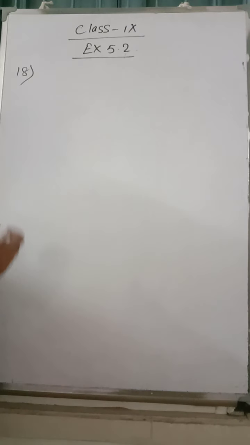Look at question number 18. It says Anil and Sunita have incomes in the ratio of 3:5. If they spend in the ratio of 1:3, each saves rupees 5,000. Find the income of each. So here both are earning and both are spending.